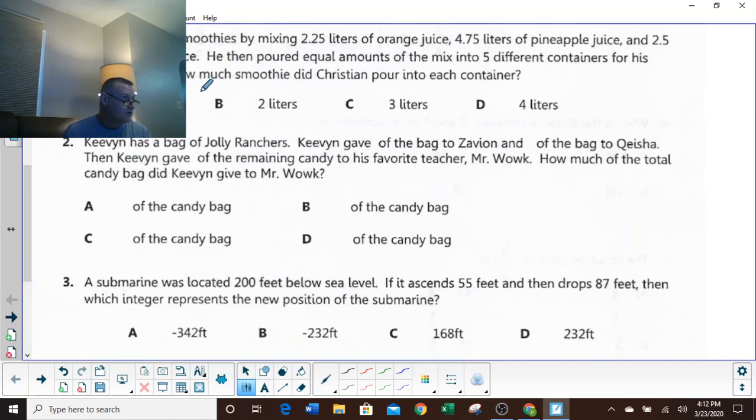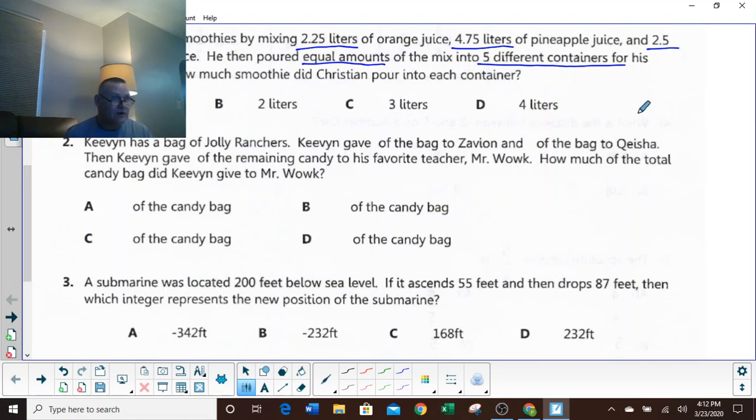But anyway, let's roll through this question. It says Christian made smoothies by mixing 2 and 25 hundredths liters of orange juice, 4 and 75 hundredths liters of pineapple juice, and 2 and 5/10 liters of grape juice. That sounds nasty. He then poured equal amounts of the mix into 5 different containers for his friends. So we're probably going to have to estimate a little bit. How much smoothie did Christian pour into each container?